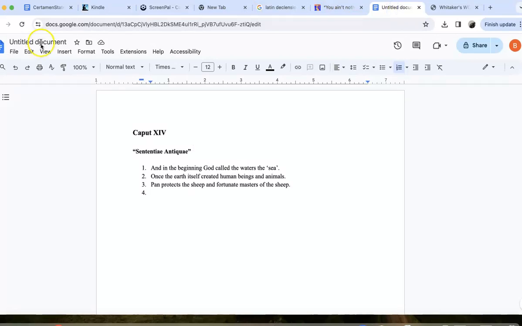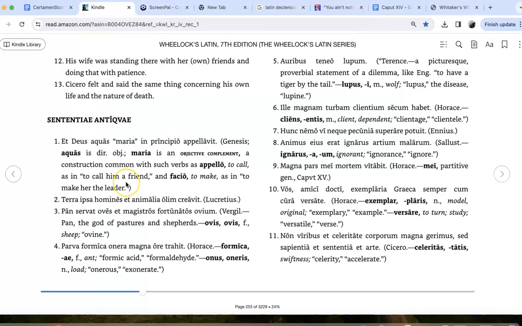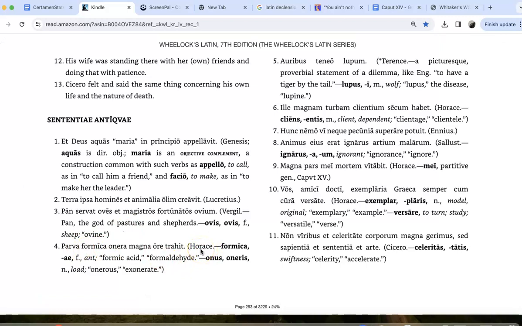I think we're in good shape here. All right, so again, these are fairly straightforward once you take your time and work through them. Let's see, Horace, great writer, 65 BC to 8 AD. Let's see, parva formica onera magno ore trahit.